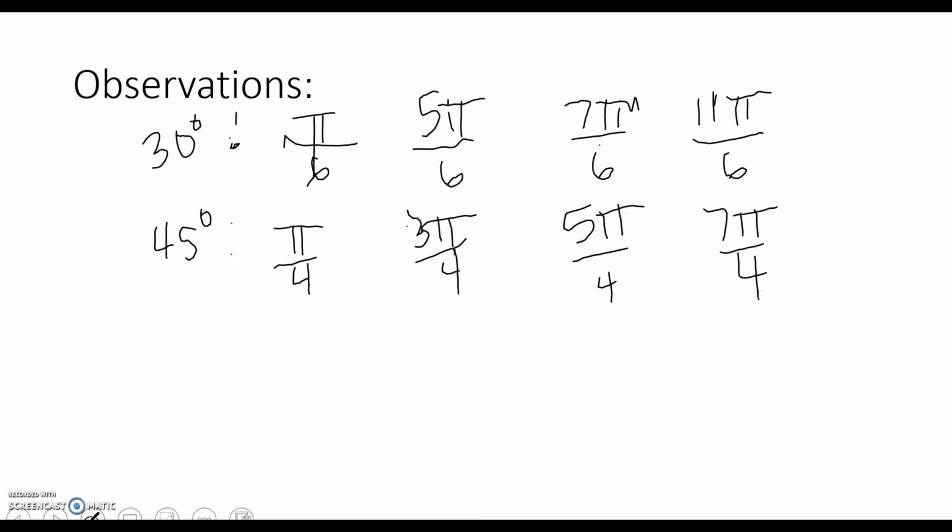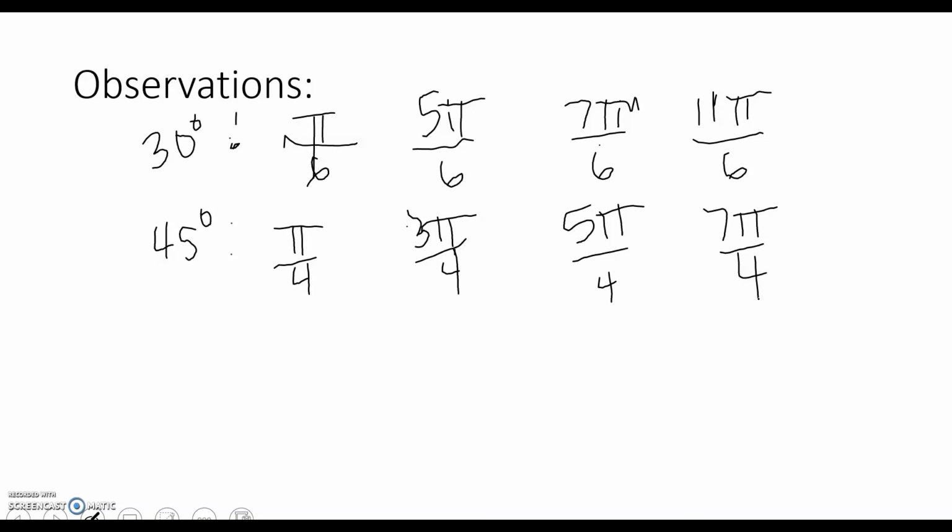If you look at the pattern in the numerator for the 30-degree angles, there basically is no pattern. It goes 1, 5, 7, and 11. Well, there is a pattern. It adds 4 every time. So you start with 1 pi, then 5 pi, then 7 pi. Well, nope, that doesn't add 4, that adds 2. So yeah, there's no pattern in the numerator.